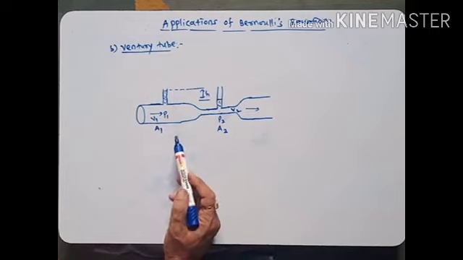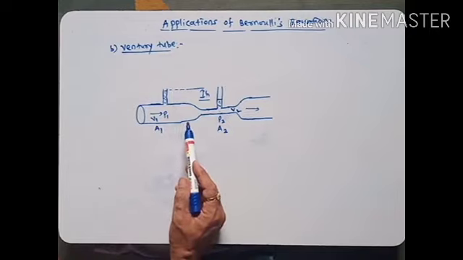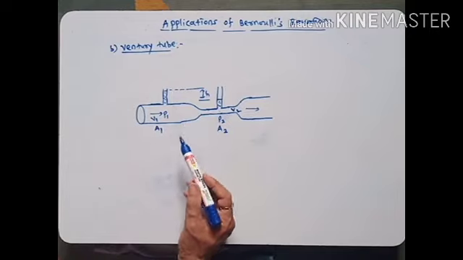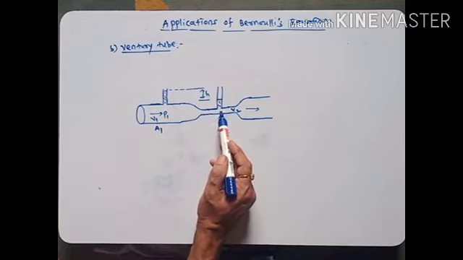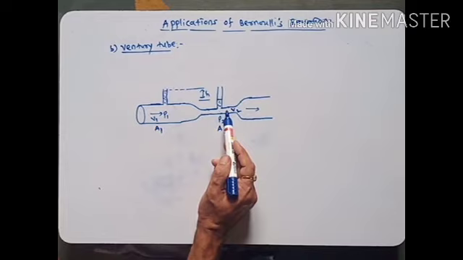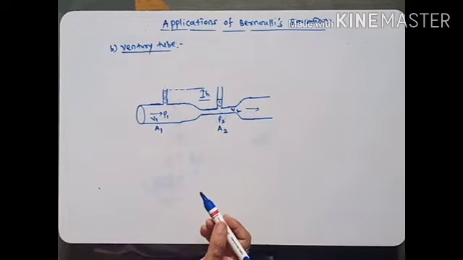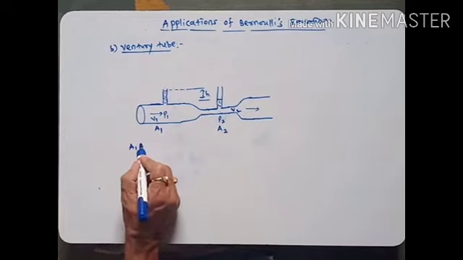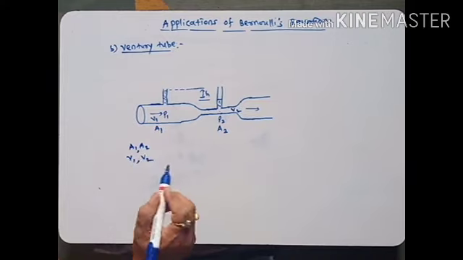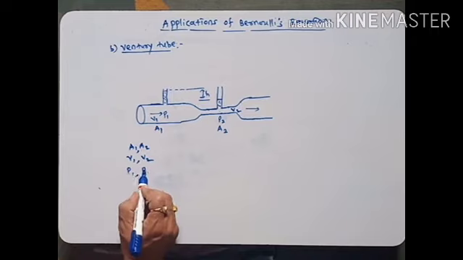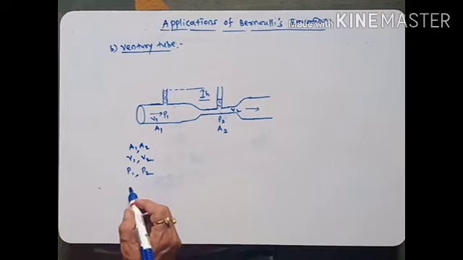The Venturi tube is used to measure the speed of flow of a liquid in a tube. It is a constriction in the tube. When fluid passes through the constriction, its speed increases and pressure decreases. We consider A1, A2, the areas of cross section; V1, V2, the velocities; and P1, P2, the pressures.